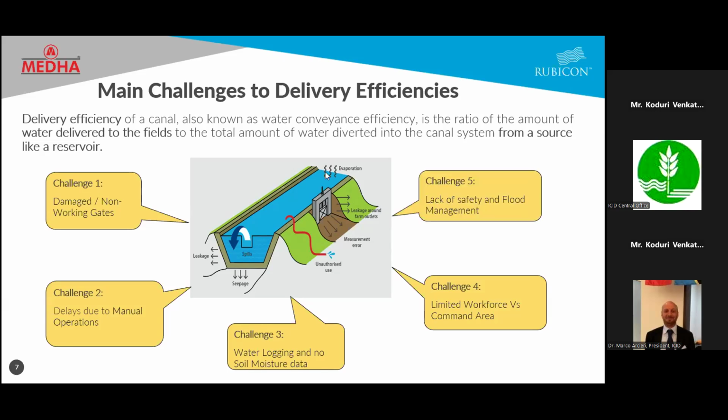And the final challenge is the lack of safety and flood management. In most cases, if you can get the alarms of the inflow or the outflow, which is coming into the catchment area till the dam, and from the water which is drawn by the canal, there could be a significant amount of savings in terms of life and resources.